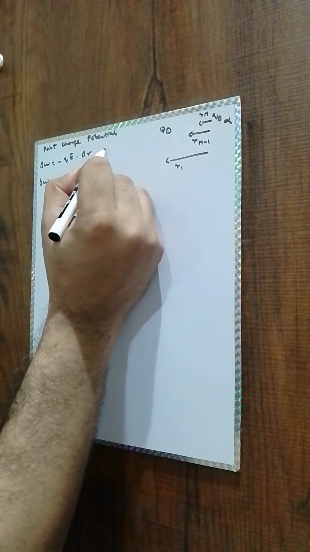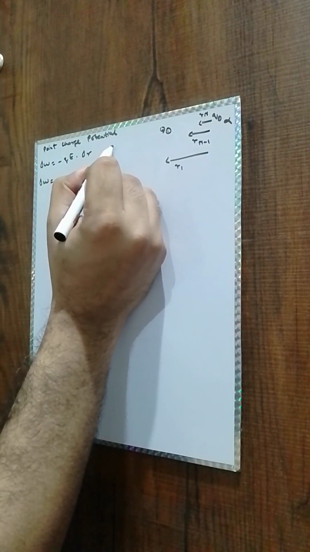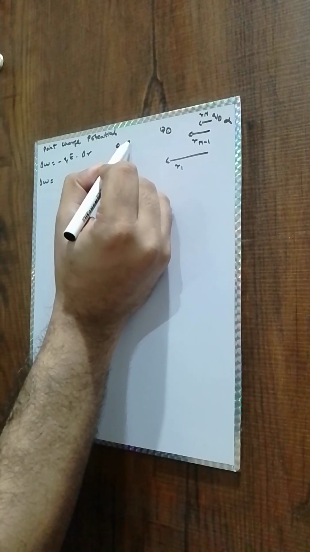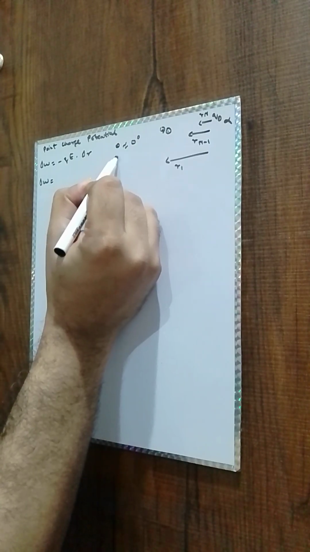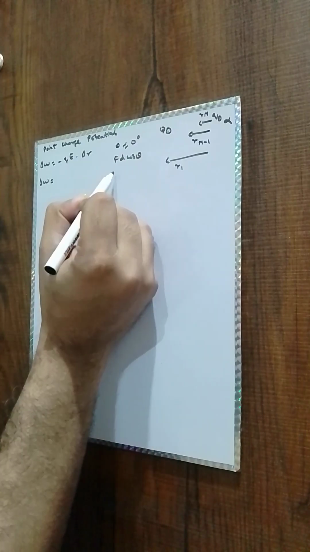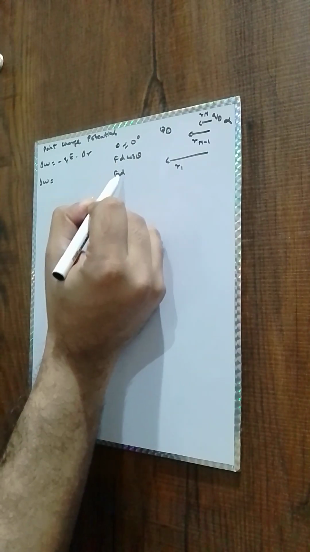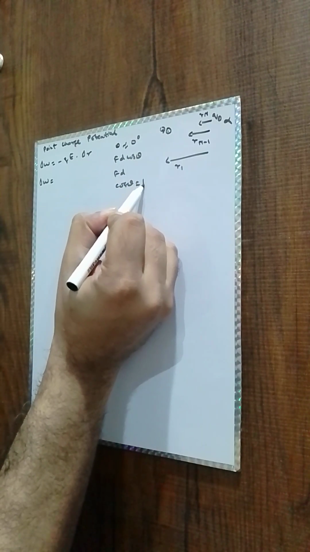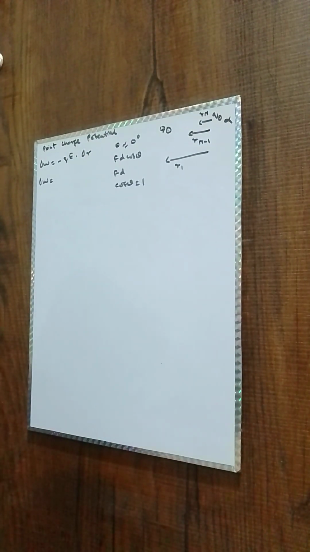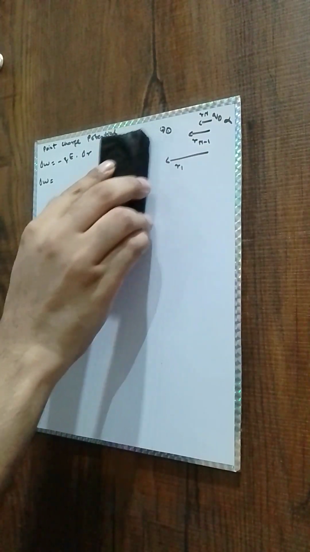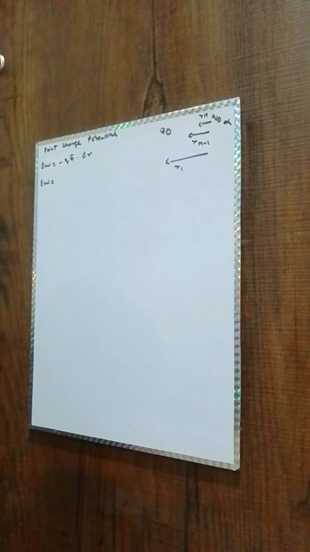So this is also equal to, theta is roughly equal to 0 degrees, so F d cos theta would be Fd, since cos of theta is equal to 1. Yes, so we will not write that.